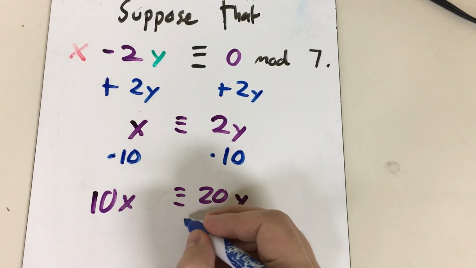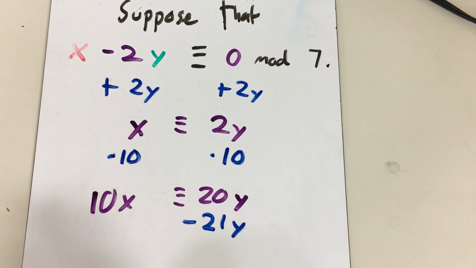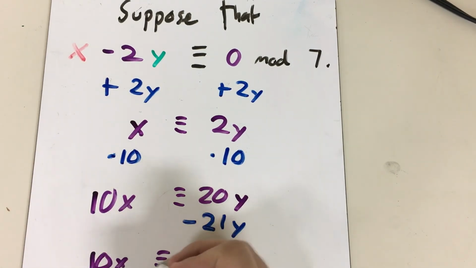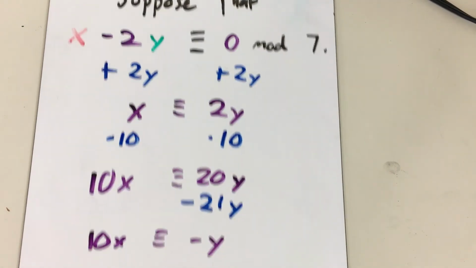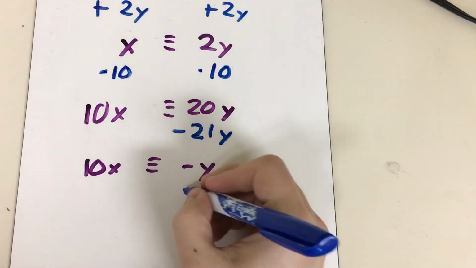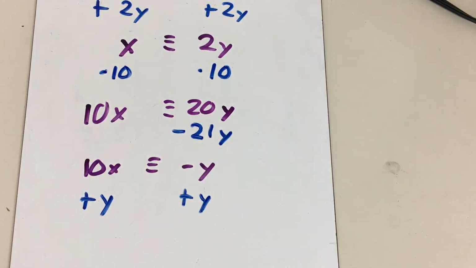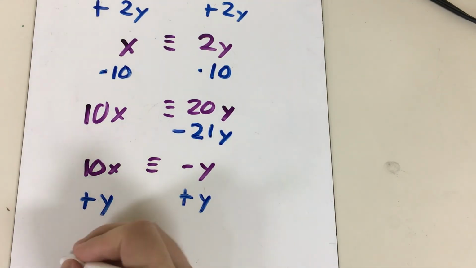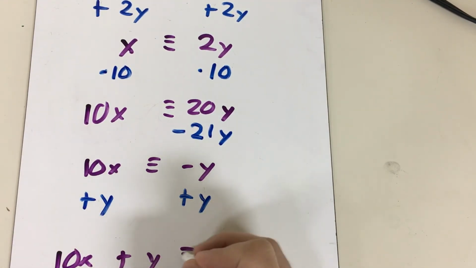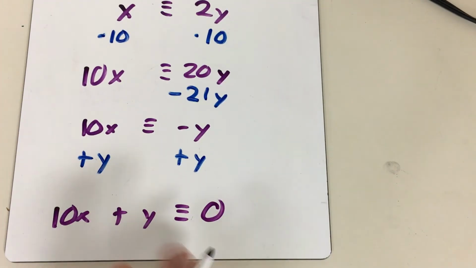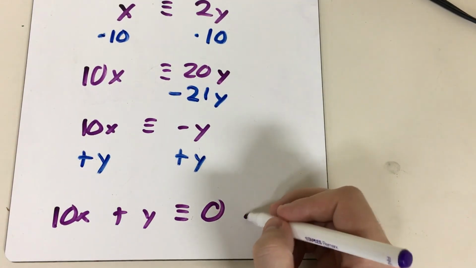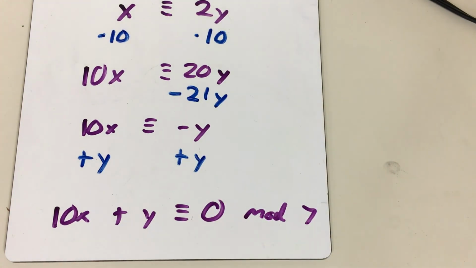Next thing I'm going to do is take away 21y from just the right side. Again, this is something I can do. 21 is a multiple of 7, and anything that's a multiple of this mod number is okay to subtract or add to just one side. Gets me to 10x is equivalent to negative y. And finally, for the last step, I will just add y to both sides, leading me back to the original statement, 10x plus y is equivalent to 0 under mod 7.